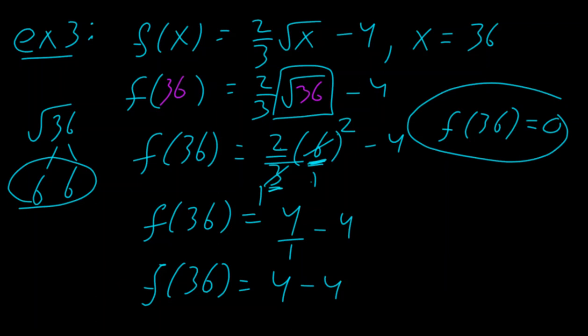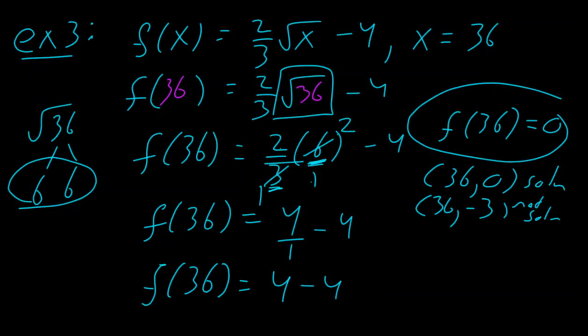Now here's our follow-up question. How do we write this as an ordered pair? We say (36, 0) is our solution. And what if we said this: (36, negative 3)? What could we take a guess? Well, we'd say that, hey, that is not a solution.